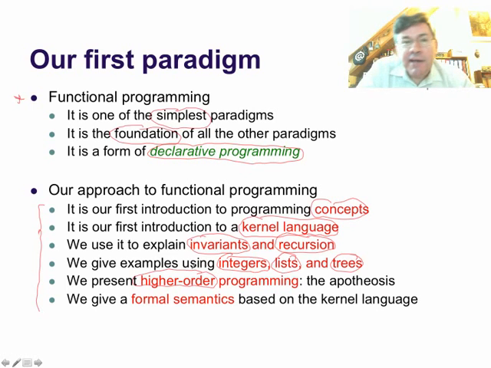Higher order programming is in some sense the apotheosis of functional programming. It is an enormously powerful technique that is used in many paradigms built on top of functional programming. It is the ability to create functions, pass them as input, return them as output: functions that return functions. So functions really are first-class entities. For example, data abstraction and object-oriented programming are implicitly based on higher order programming. And finally, we will give a formal mathematical semantics for our first programming language for the functional paradigm.